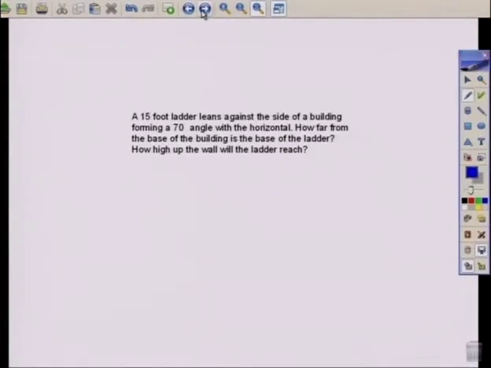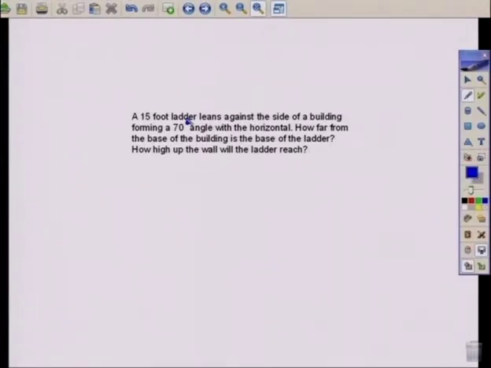So, an applied problem. This is one of those canned geometry problems, a trigonometry problem that shows up in almost every Algebra 2 and pre-calculus textbook. A 15-foot ladder leans against the side of a building, forming a 70-degree angle with the horizontal. How far from the base of the building is the base of the ladder, and how high up the wall will the ladder reach?